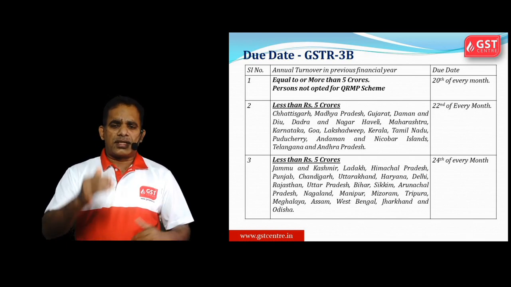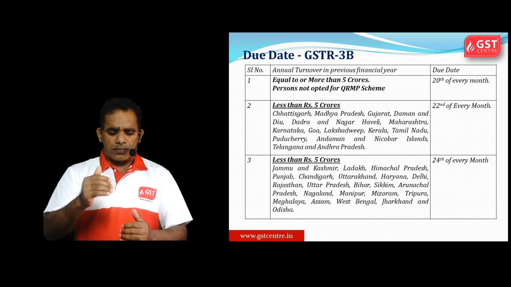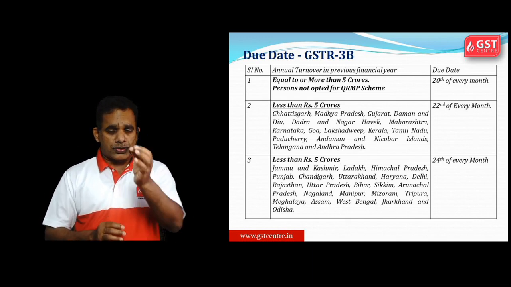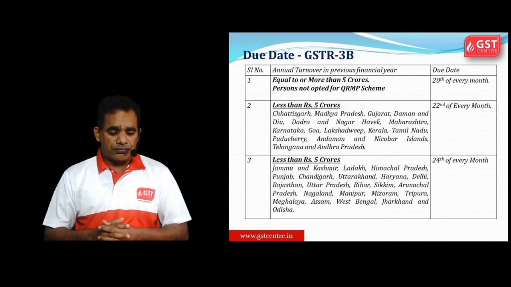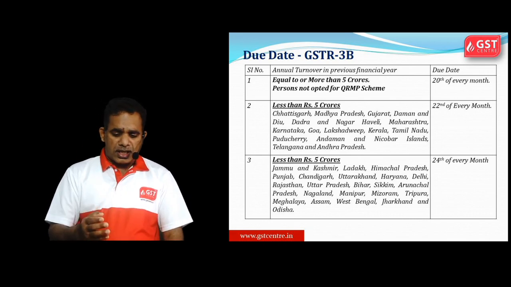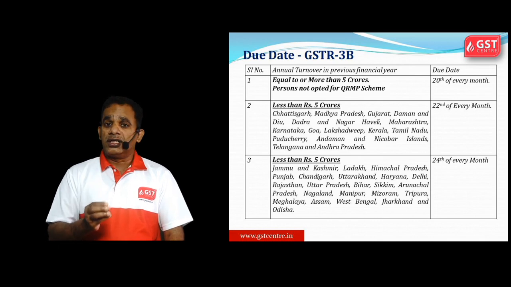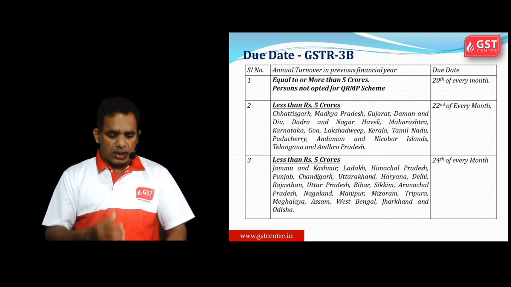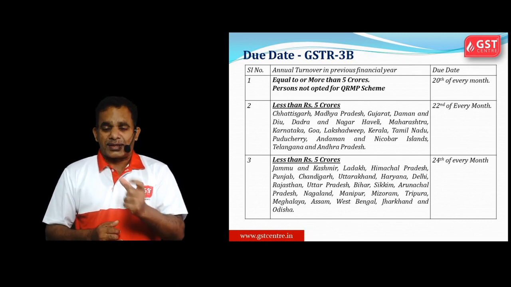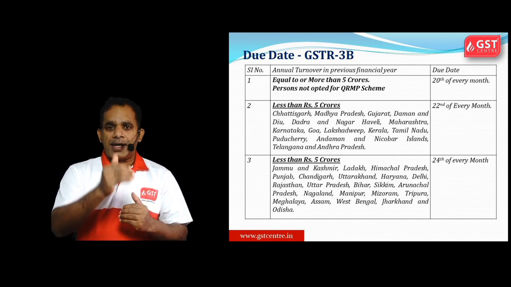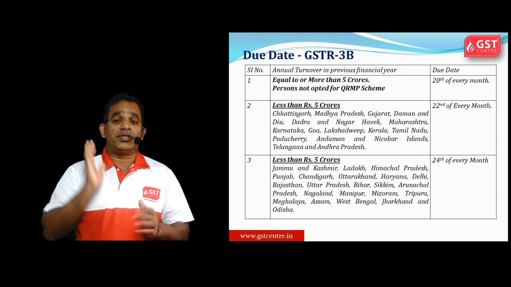in that case, it is divided into 2 groups. Some states are in the first group and some are in the second group. So you should check and confirm which group you are falling in. In the first group, it is Chhattisgarh, Madhya Pradesh, Gujarat, Daman and Diu, Dadra and Nagar Haveli, Maharashtra, Karnataka, Goa, Lakshadweep, Kerala, Tamil Nadu, Puducherry, Andaman and Nicobar Islands, Telangana and Andhra Pradesh. So I think South India and West India. The due date is 22nd of every month.